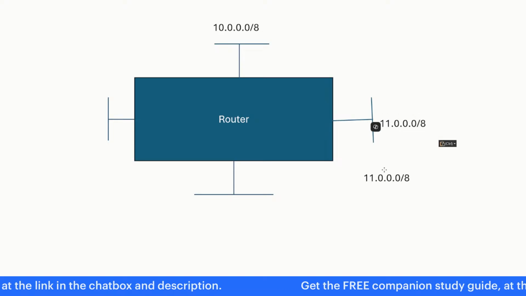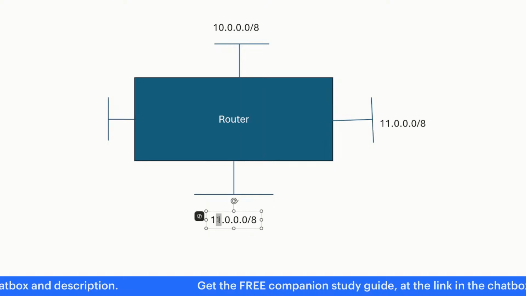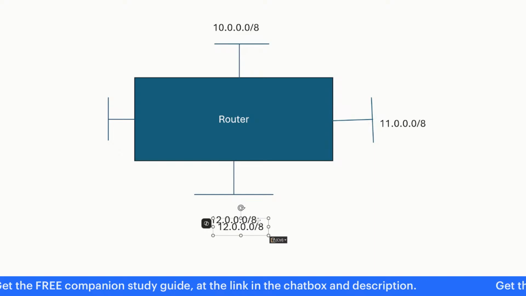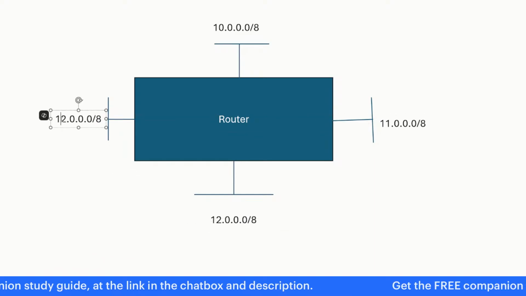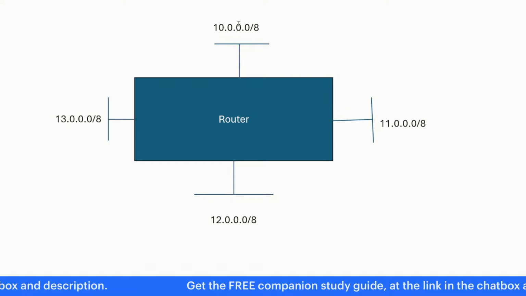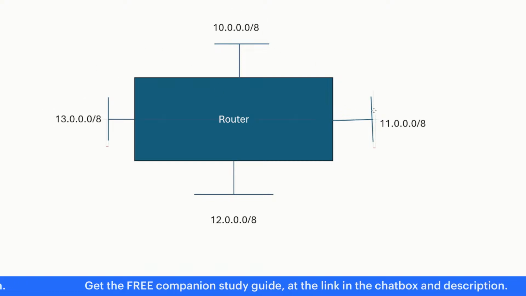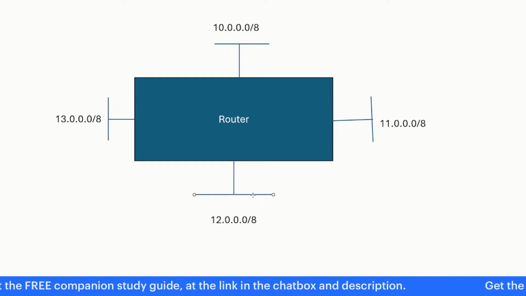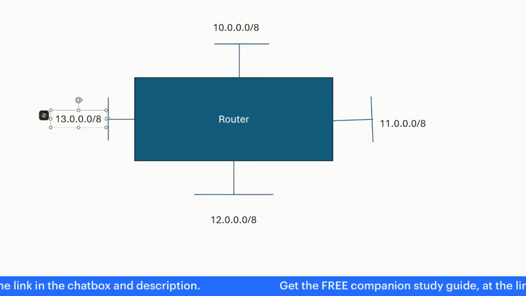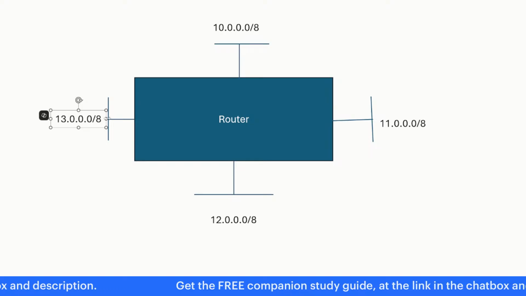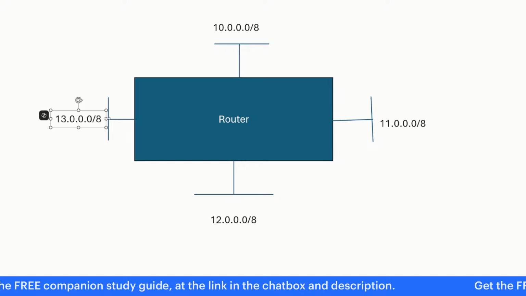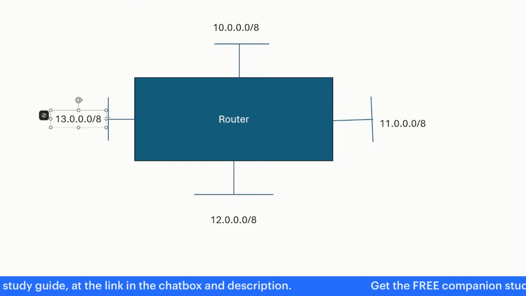And let's say this subnet was a 12.0.0.0/8, and then let's say this one was a 13.0.0.0/8. Now, we basically used 16 million plus IP addresses on this link, another 16 million on this link, another 16 million on this link, and another 16 million on this link, which means we just burned through 64 million usable IP addresses that we could have used.